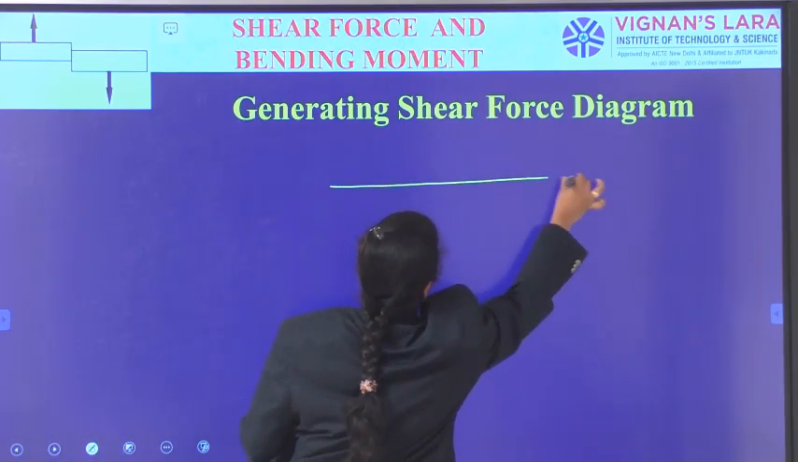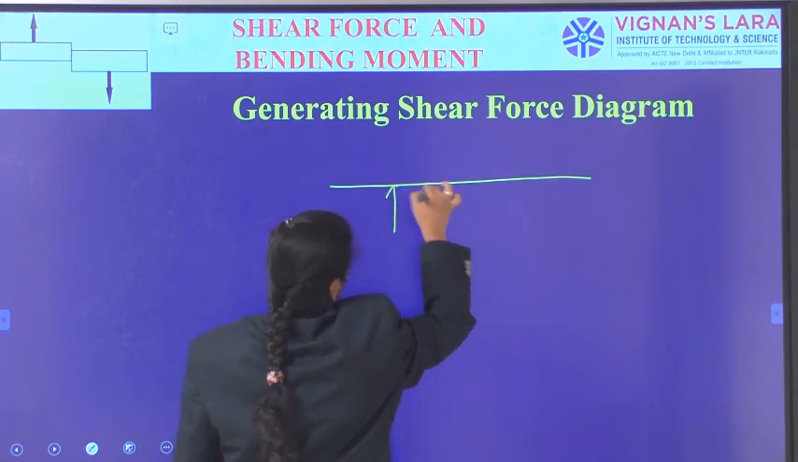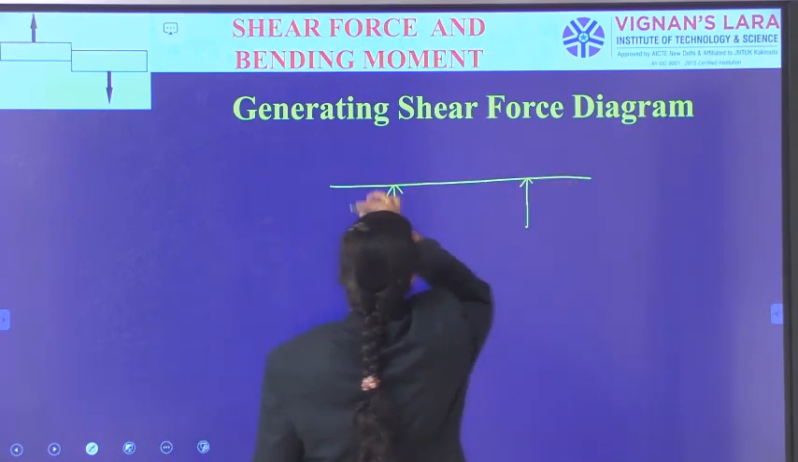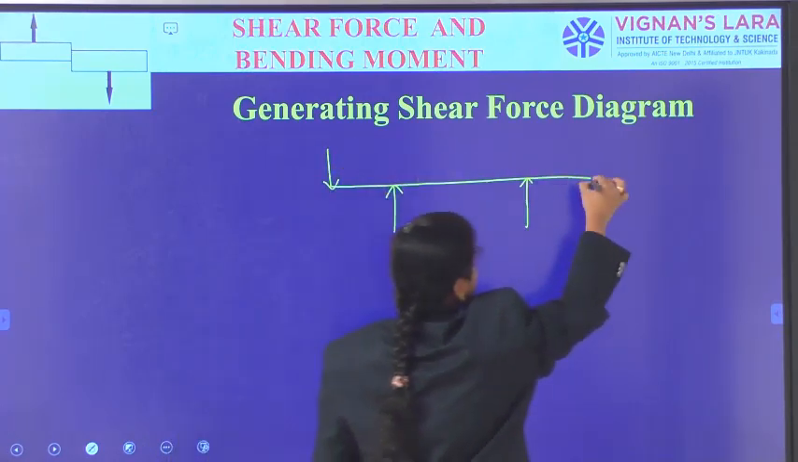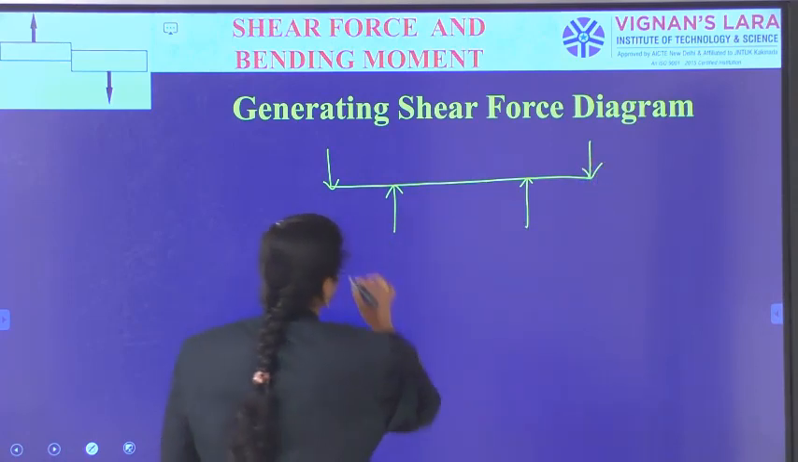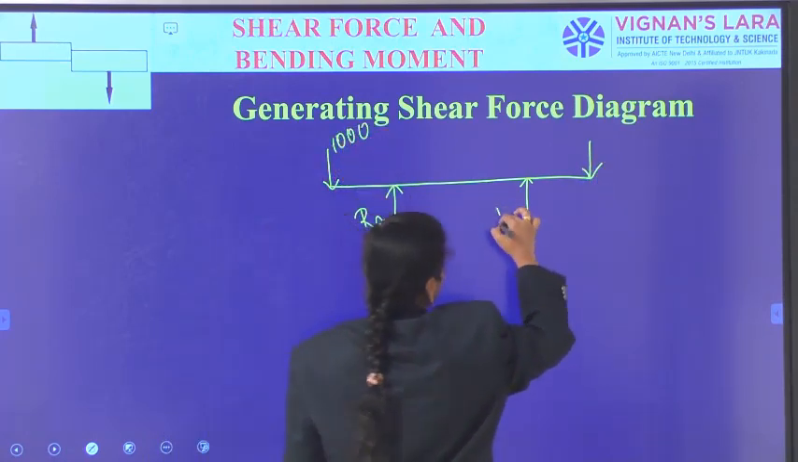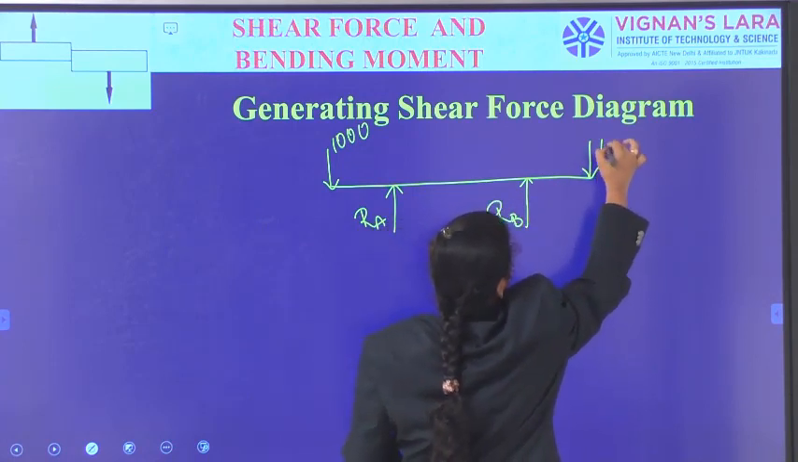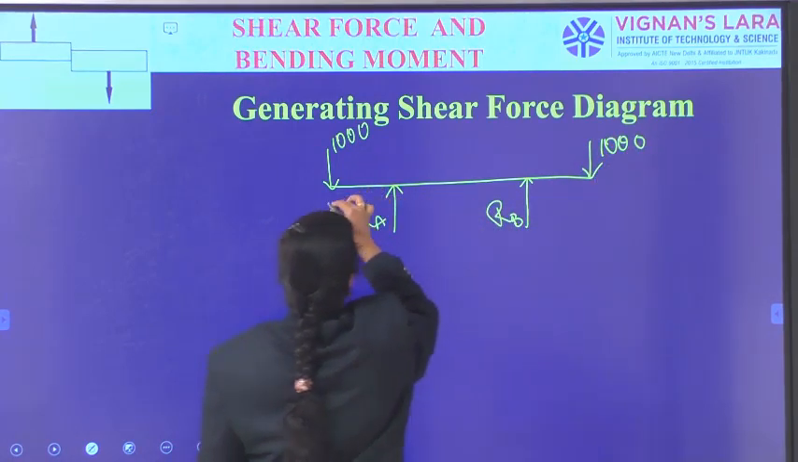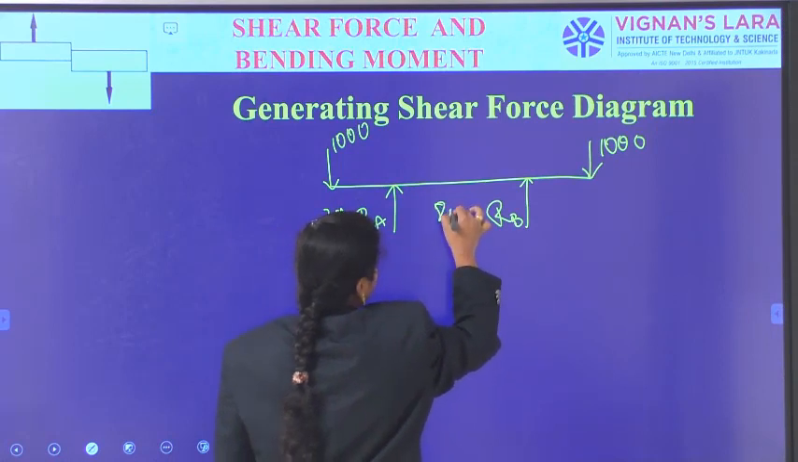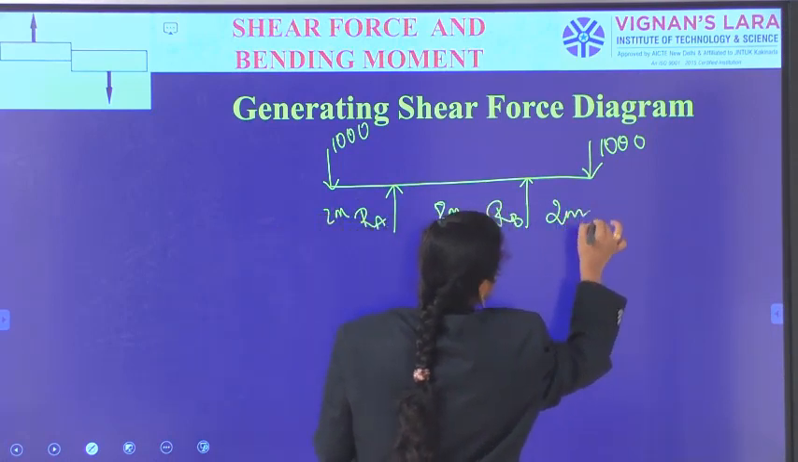Firstly, indicating the original loading structure for reference and indicating the external point loads also. Okay, this one 1000, Ra, Rb, one more 1000, 2 meters, a distance of 8 meters, another distance of 2 meters.